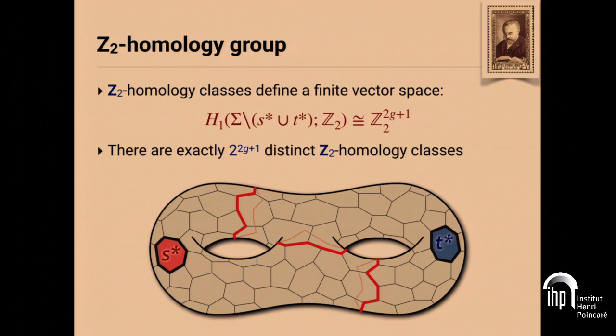So just by parameter counting, the dimension of the first homology group is 2g plus 1. It's plus 1 because I've deleted these two faces. And so I need to enumerate about 4 to the g distinct homology classes.